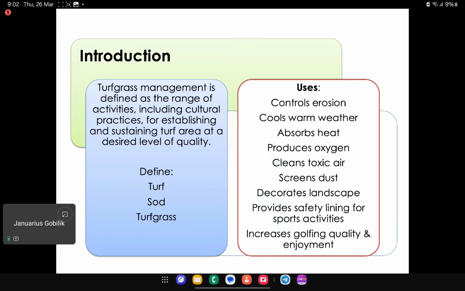So turf grass management is a range of activities, including cultural practices for establishing and sustaining turf areas at a desired level of quality. As I mentioned, there is a turf grass industry existing in our country. This industry supports various functions of the landscape, and we need to sustain it in order to get the benefits of a good landscape and a beautiful and functional environment.